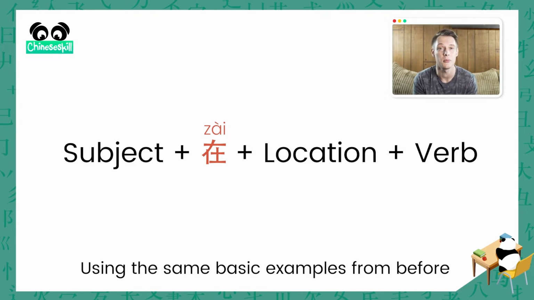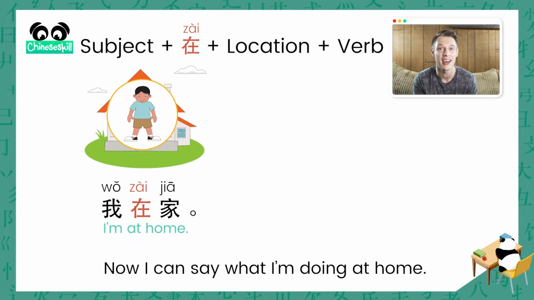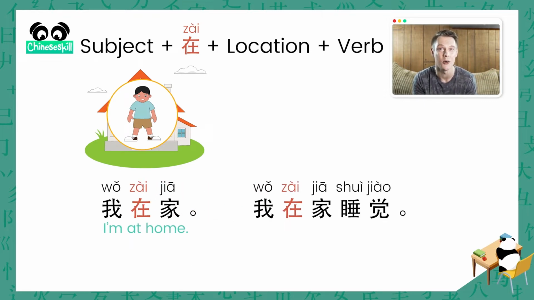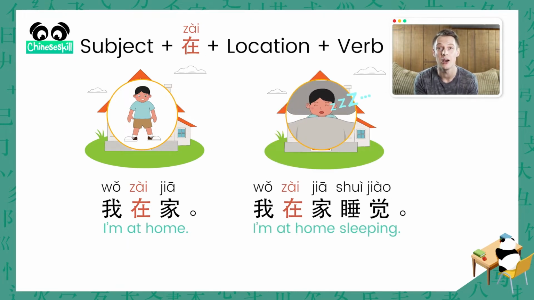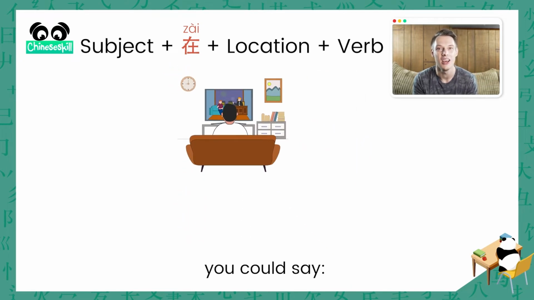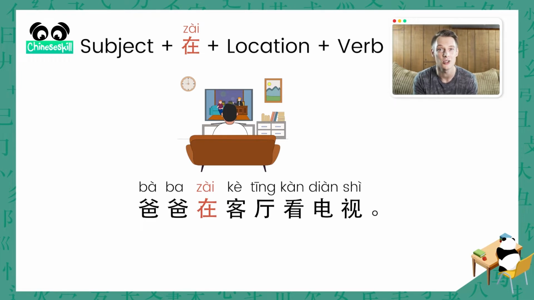Using the same basic examples from before, 我在家 means I'm at home. Now I can say what I'm doing at home. 我在家睡觉. I'm at home sleeping. Maybe your dad is in the living room watching TV. You could say, 爸爸在客厅看电视. Dad's in the living room watching TV.